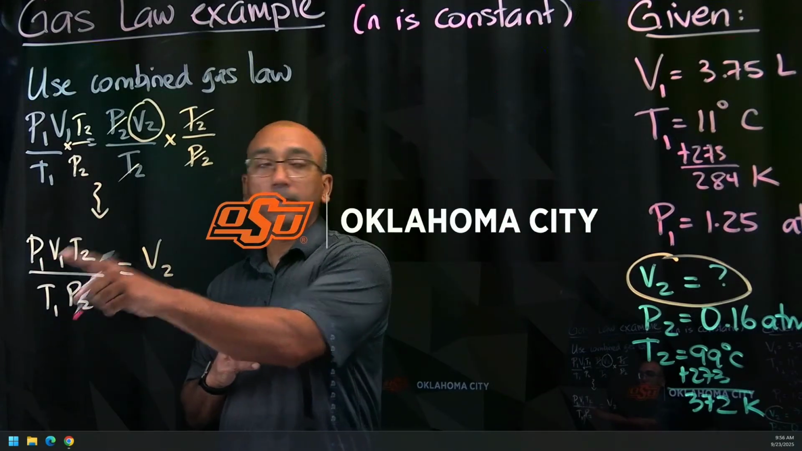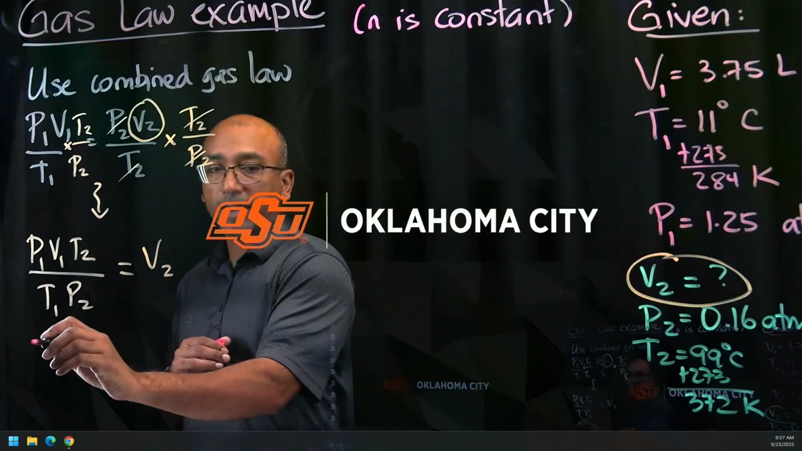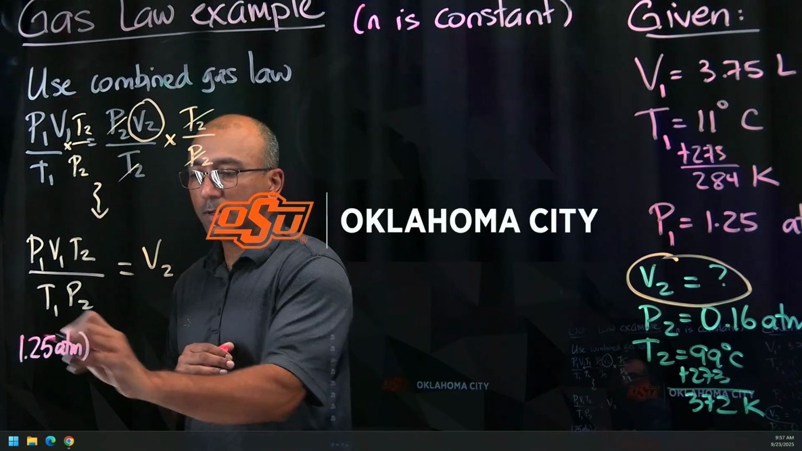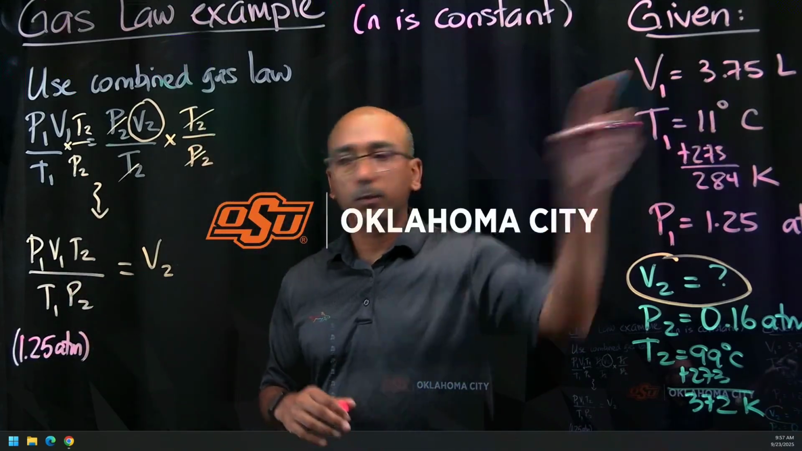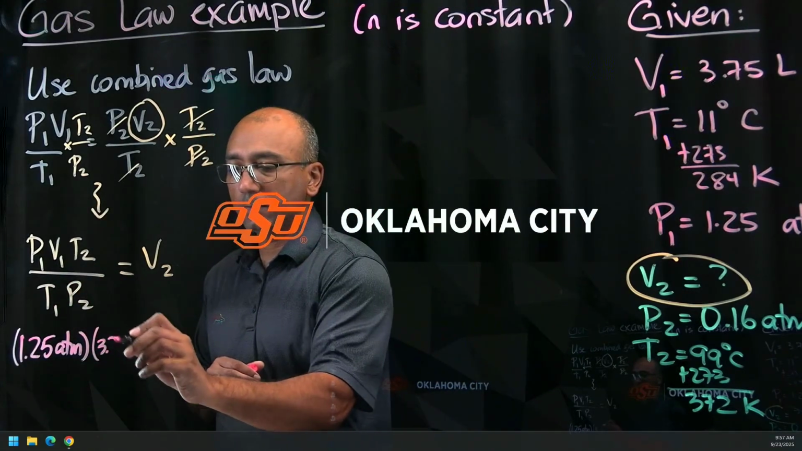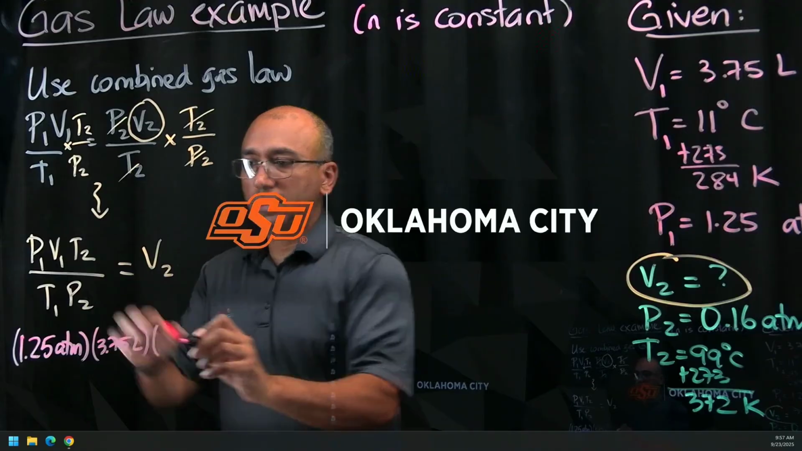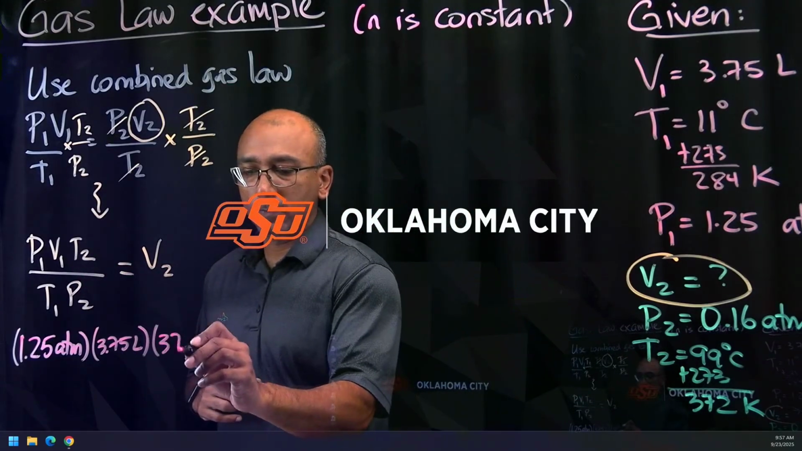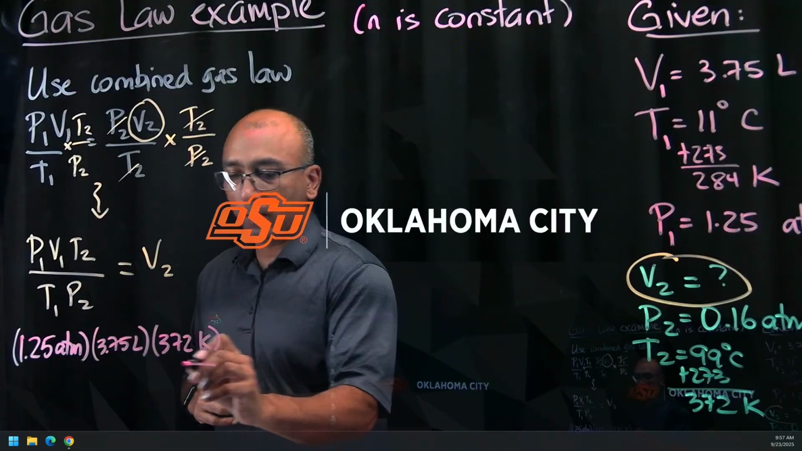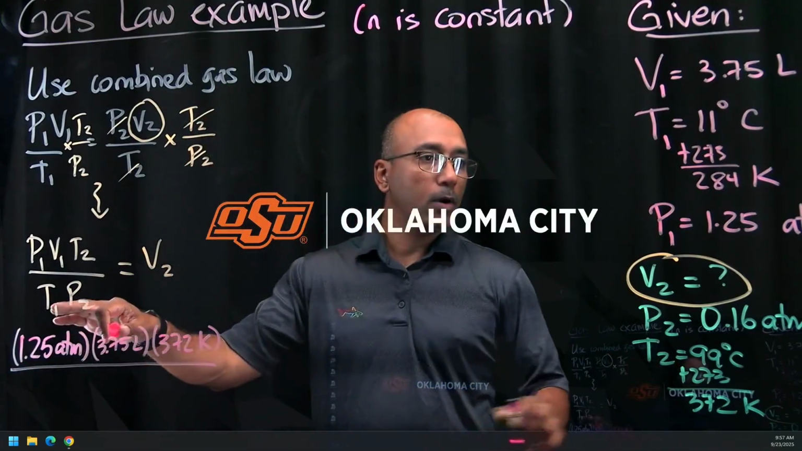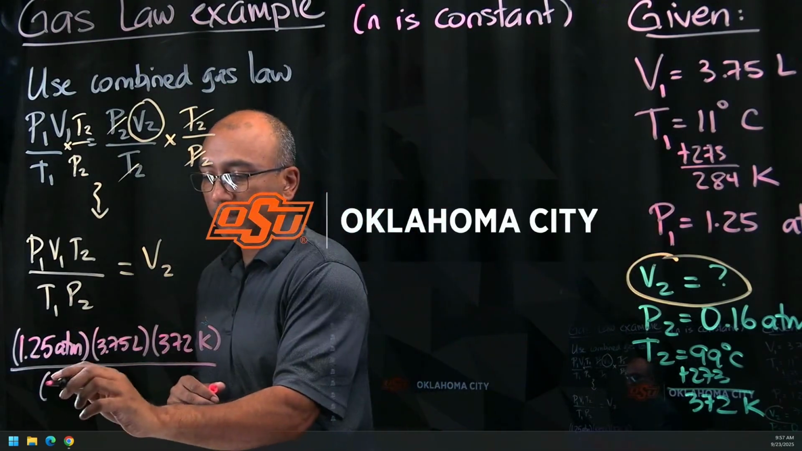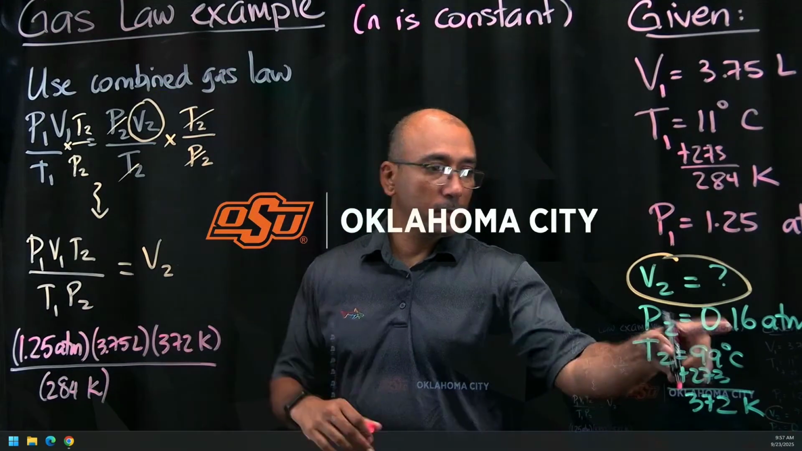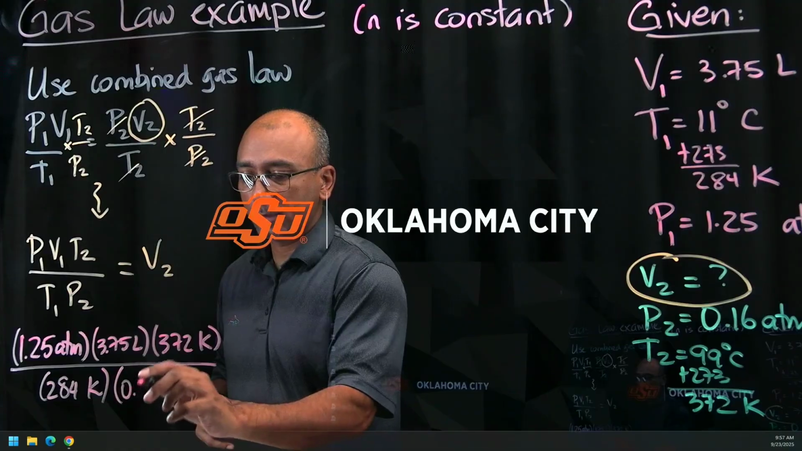So we have our P1. My P1 was 1.25 atmospheres. So I put the number and the unit in, times V1. My V1 was 3.75 liters, times T2. My T2 is down here, 372, and that's Kelvin. All of that is divided by T1. My T1 was 284 Kelvin. And then my P2 was 0.16 atmospheres.